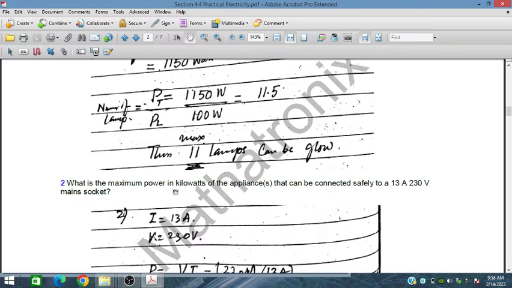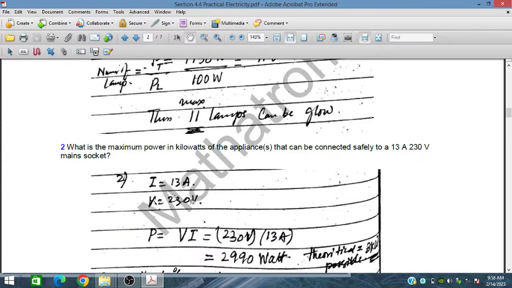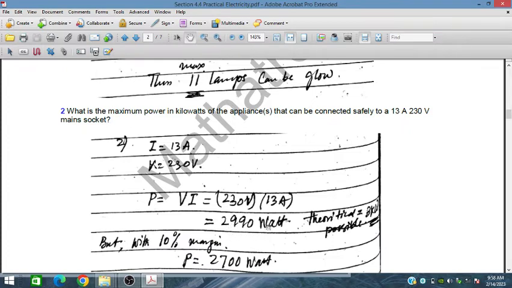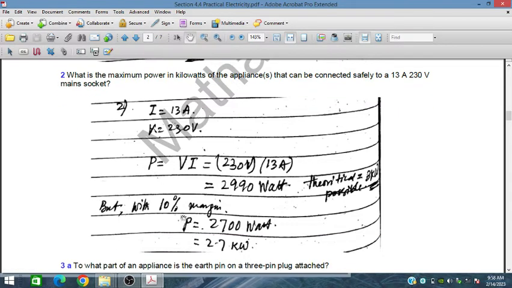What is the maximum power in kilowatt of an appliance that can be connected safely to a 13 ampere, 230 volt mains socket? So I is 13 ampere and the voltage is 230 volt. So the power is 2900 watt. The theoretical possibility is 3 kilowatt, but with a 10% margin we should use 2.7 kilowatt. So we should use some margin, 10%, 20%. In practical situations we actually take some margins.